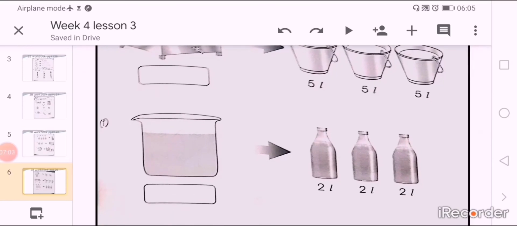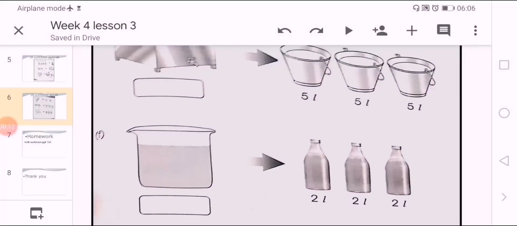Last part, F. It's a beaker, and in front of the beaker we have 3 similar bottles. Each bottle is holding 2 liters of water. Add them. The answer is 6 liters. The total volume of water in this beaker or container is 6 liters. So write 6L in F part.